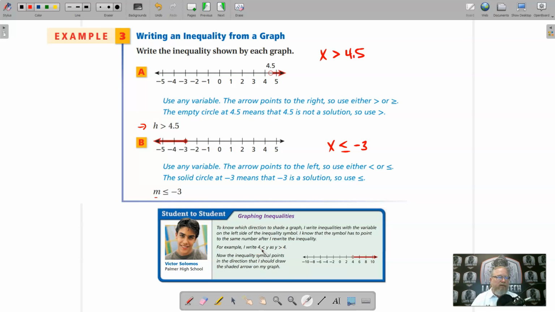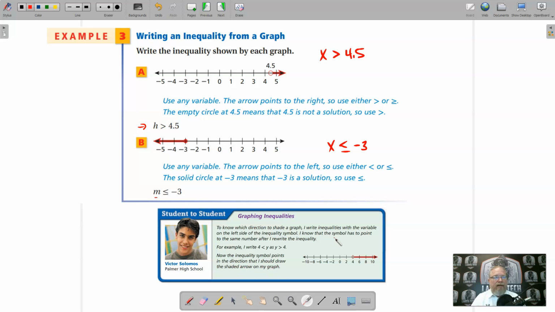Or think of it this way. On this here, notice that the open end of the symbol is facing the y. And then we flip it around and we keep the open end of the symbol facing the y as well. Now the inequality symbol points in the direction I should draw the shaded arrow on my graph.